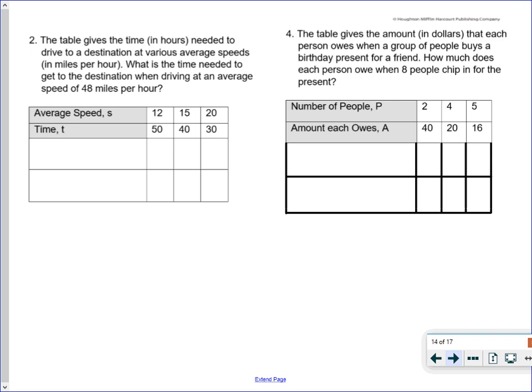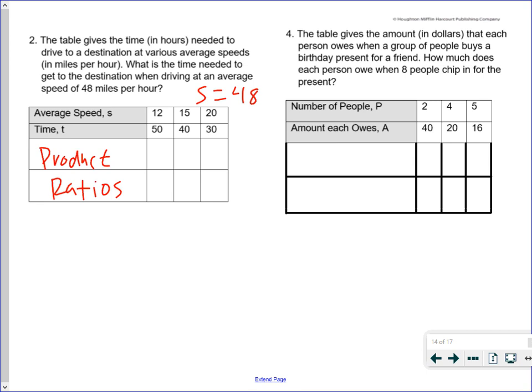What is the time needed to get to the destination when driving at an average speed of 48 miles per hour? So basically we're asking, what's t going to be when s equals 48? So before we can actually solve for that, again, we need to figure out if this is a direct variation or an inverse variation. So we're going to figure out the product and the ratios.